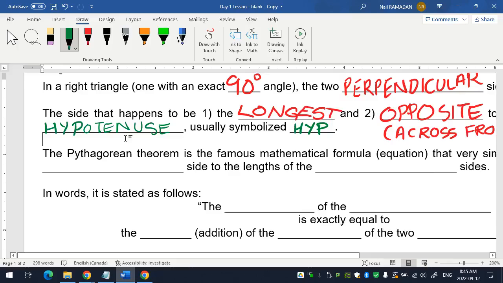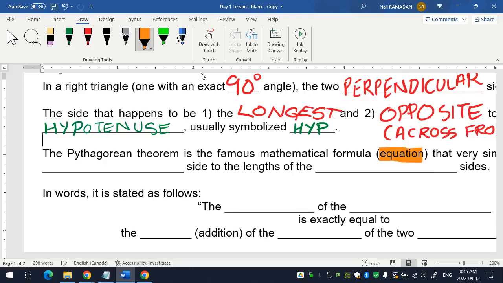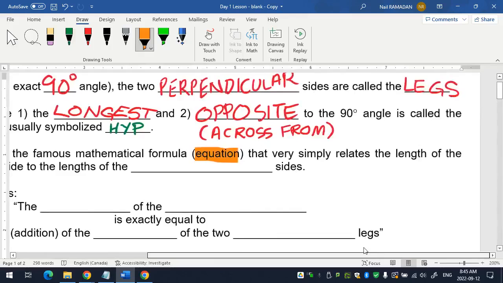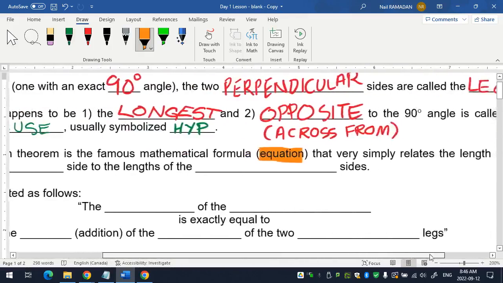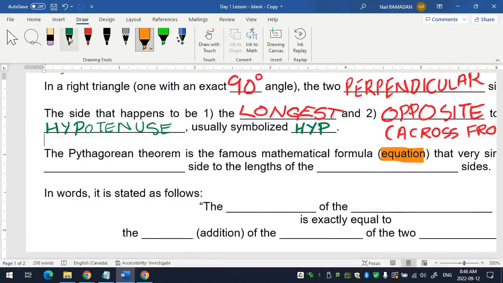Okay. So the Pythagorean theorem is the famous mathematical formula. I'm not going to use the word formula a lot. Every single time I say formula, you just think of what? Equation. Every time you hear formula, you just think equation. They have the exact same meaning. Okay? That very simply relates the length of the hypotenuse side, hype side, to the length of the. Okay, everyone, don't say perpendicular. Just say perp. Every single time you read the word perp, it's short for perpendicular.